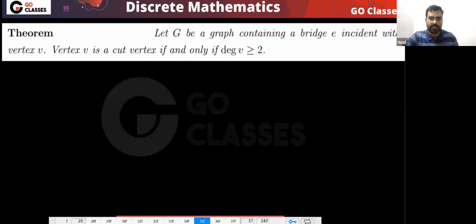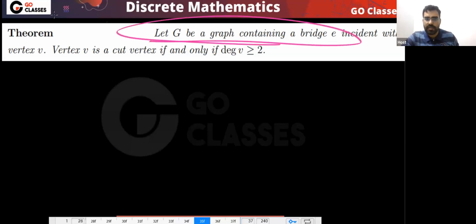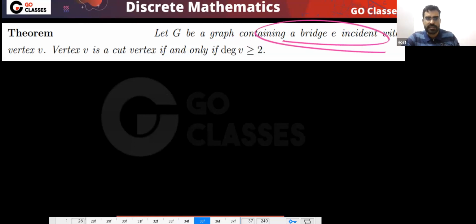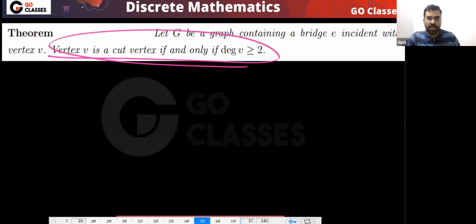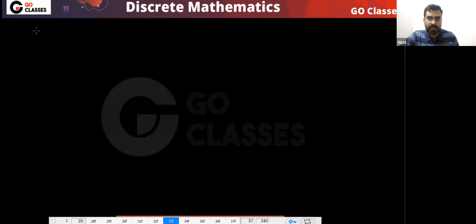Now let's see this thing. Let G be a graph containing a bridge E incident with vertex V. Vertex V is a cut vertex if and only if its degree is greater than or equal to 2. Please understand one thing, this is very important.